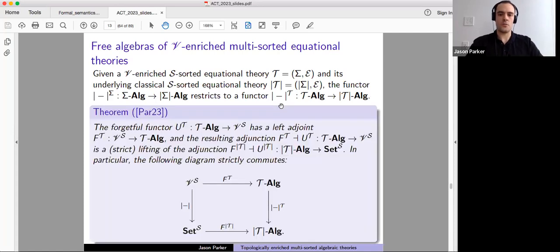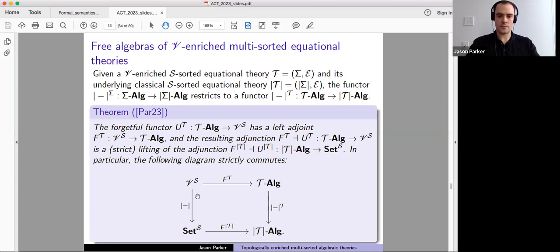And so what I have proved first is that the forgetful functor U^T from T-Alg to V^S has a left adjoint F^T, and the resulting adjunction is a lifting, or a strict lifting, of the adjunction for the underlying classical theory |T|. So in particular, that means that this diagram here commutes strictly.